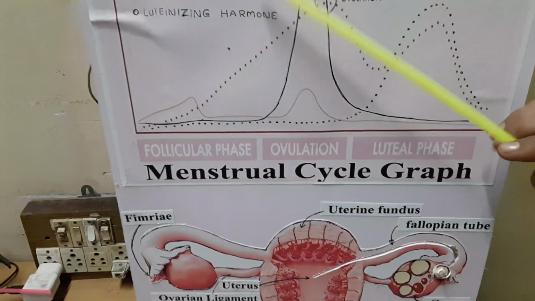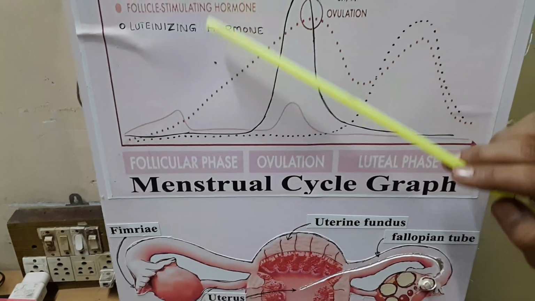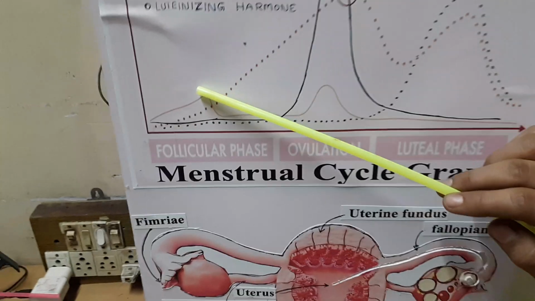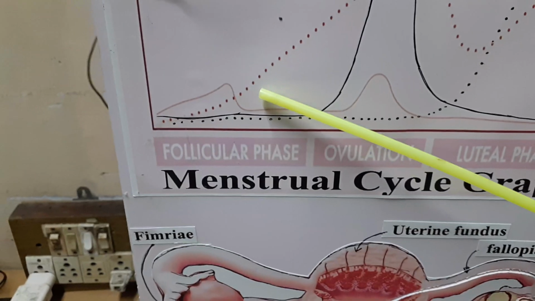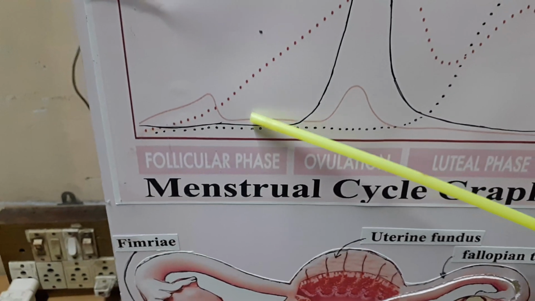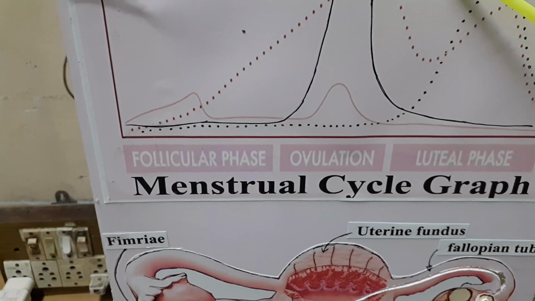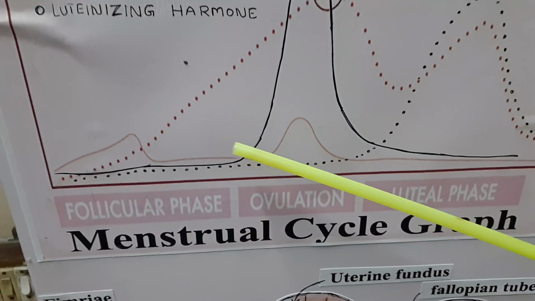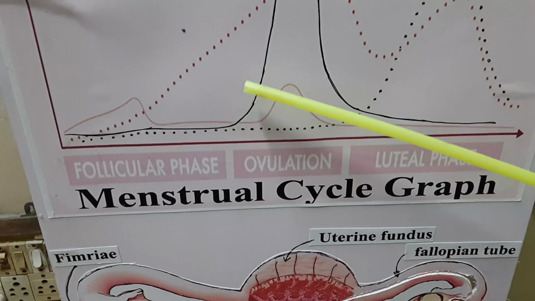Around this time, the pituitary gland releases follicle stimulating hormone, which causes the growth of 5 to 20 eggs, out of which only one egg matures and becomes the egg to be released on day 14. The other follicles will disintegrate with time.